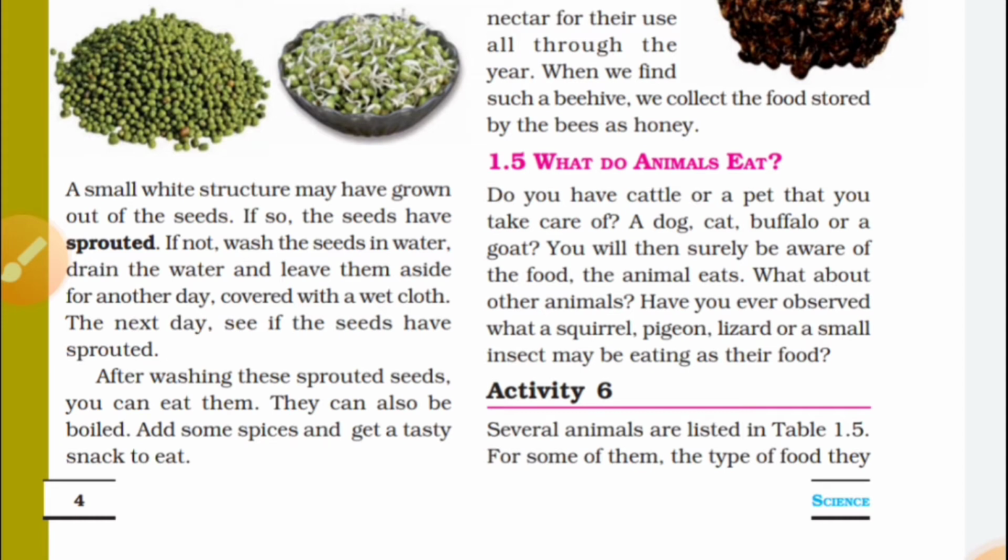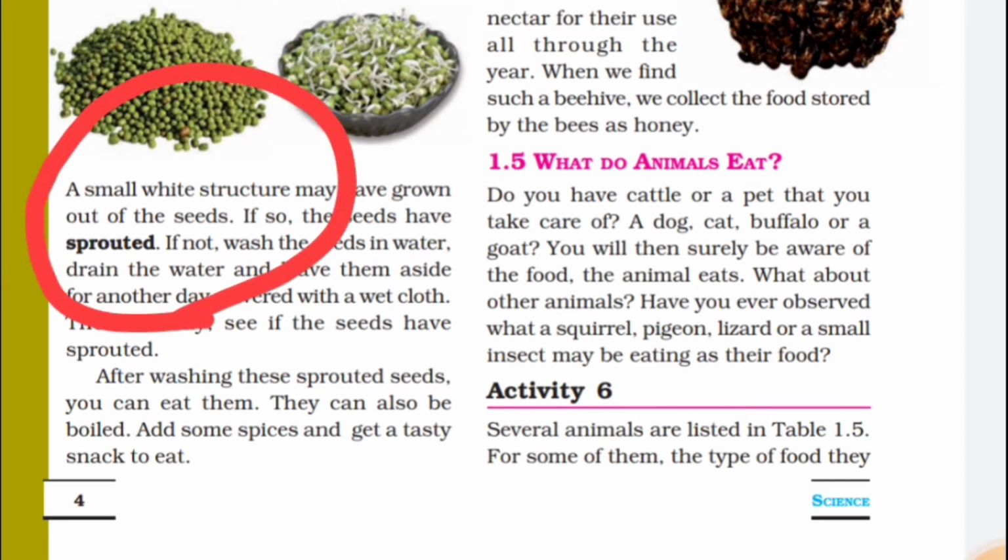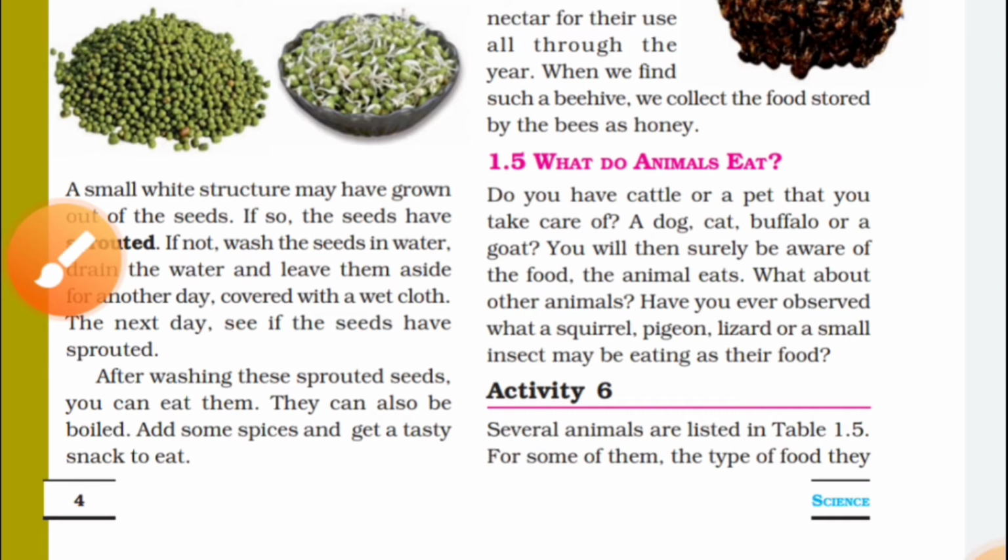Yes, you can observe a change, that is the sprouting. That is called the sprouting. Clear? That is the small white structure that may have grown out of the seeds if the seeds have sprouted. This is called the sprouting of seeds like moong, chana or groundnut. These are the seeds that have this property that is called the sprouting.